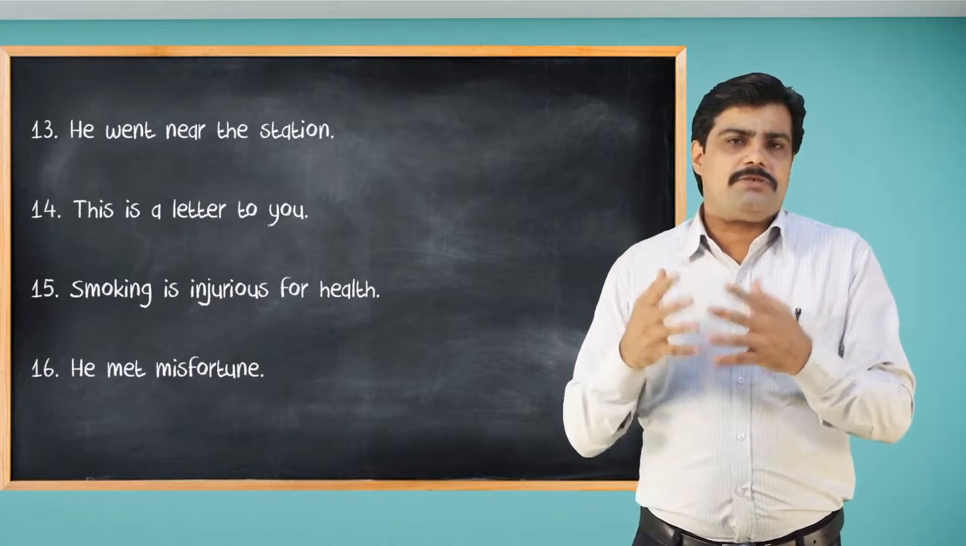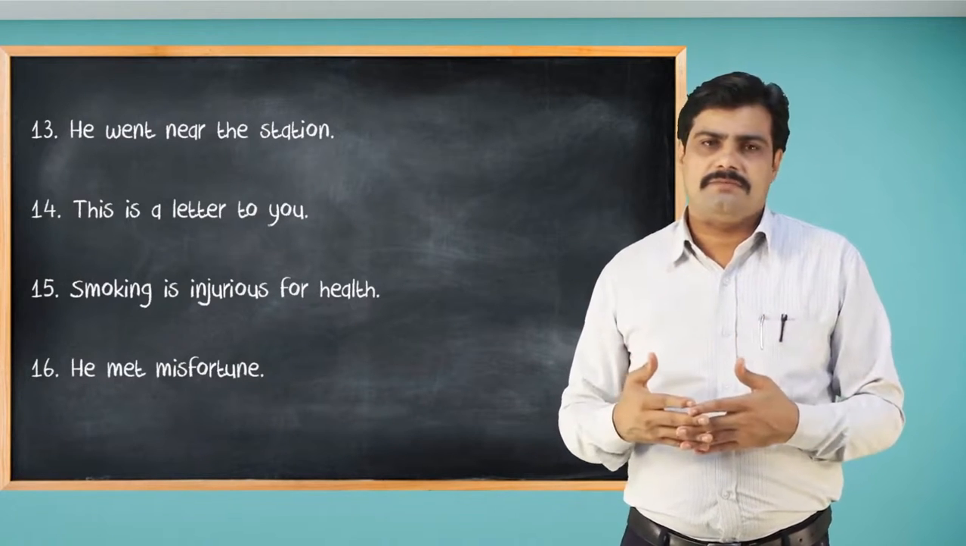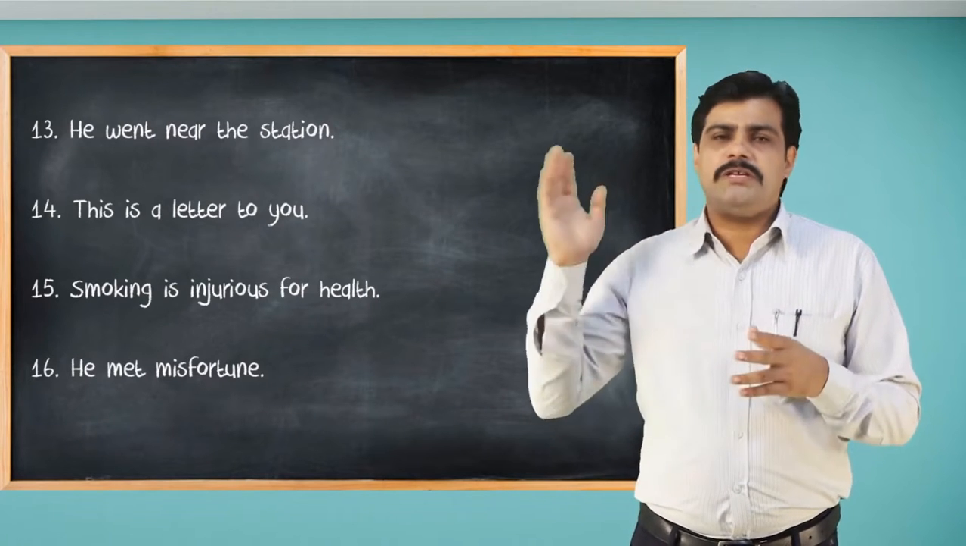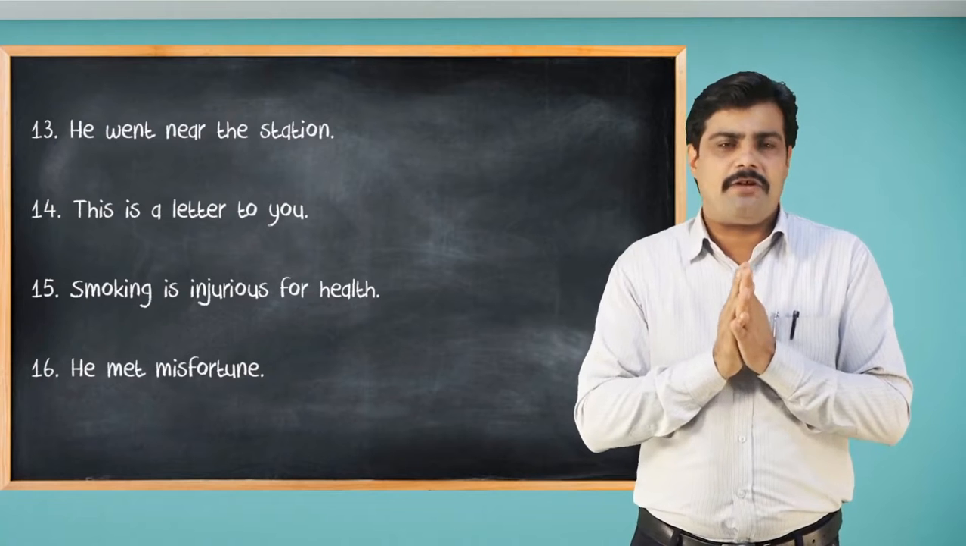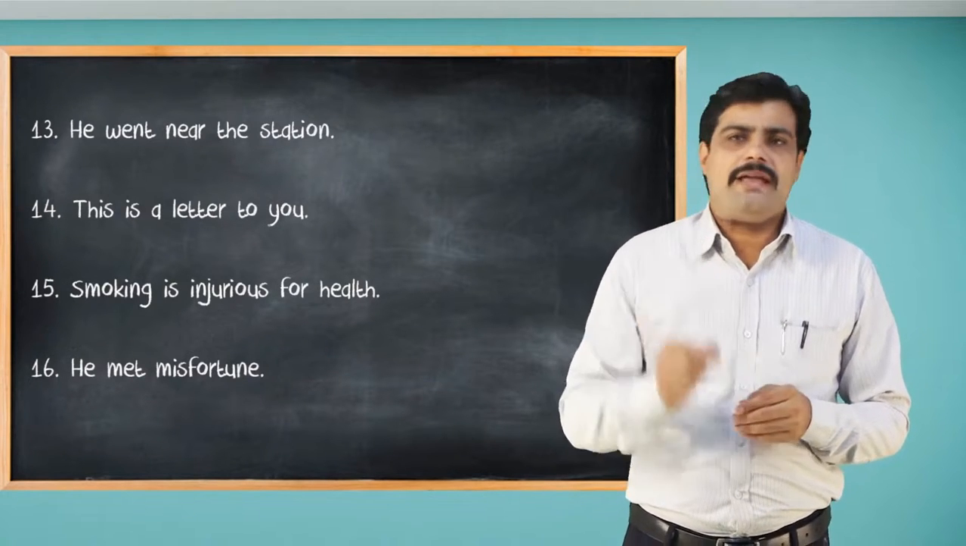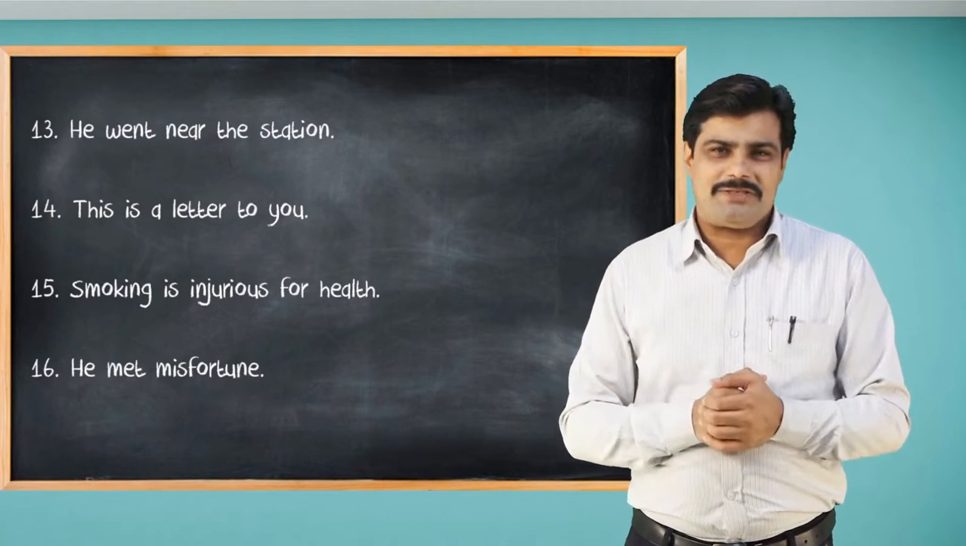This is a letter to you. Smoking is injurious for health. He met misfortune. Now these 4 sentences are here before you. Analyze them and find the mistakes. Well, let's take the first one.